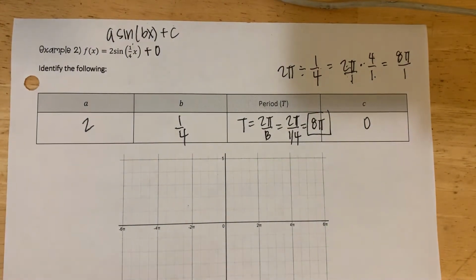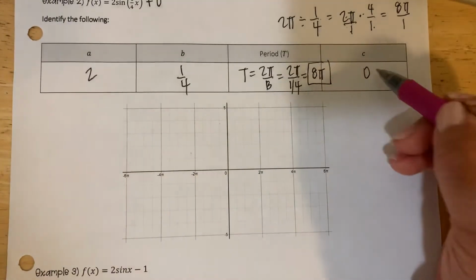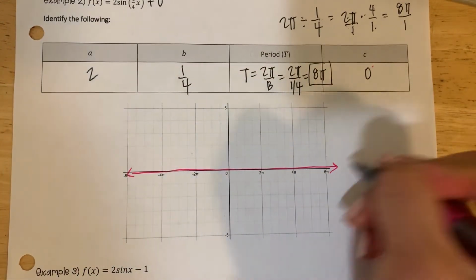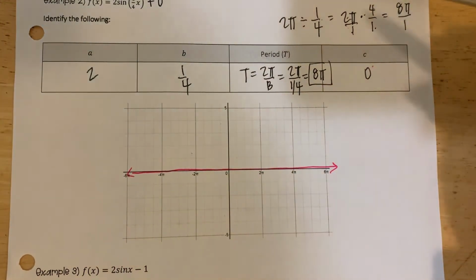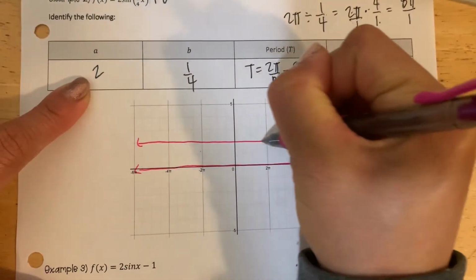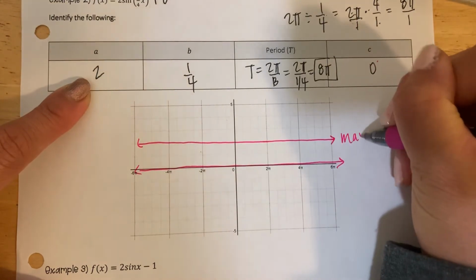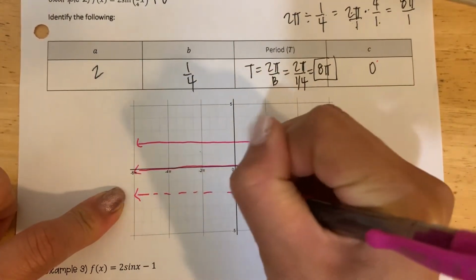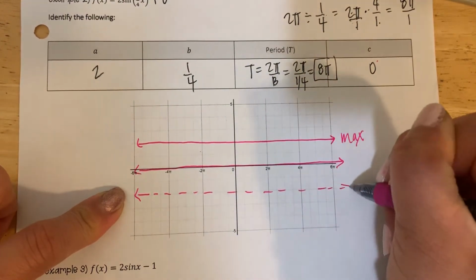So let's go ahead and graph this. Our C is our midline. C is at 0. We're going to go ahead and graph the amplitude. We're going to go up to 2. This is going to be our maximum. And then down here, we're going to be at -2. This is going to be our minimum.